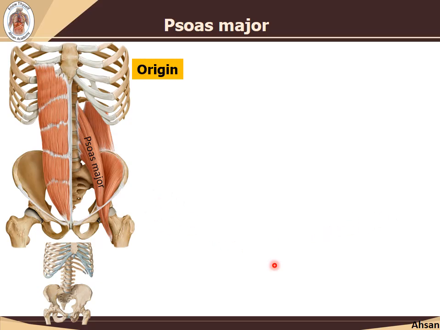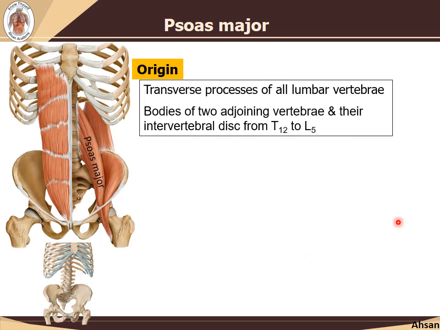Psoas major is relatively clinically important. We'll discuss that, inshallah. It is attached to the transverse processes of all lumbar vertebrae, and also to the lower part of one vertebral body and the upper part of the next, starting from the 12th. The middle part of the body is free. So it is attached to the lower part of the body, the intervertebral disc, and the upper part of the next body, from the 12th thoracic to the 5th lumbar.